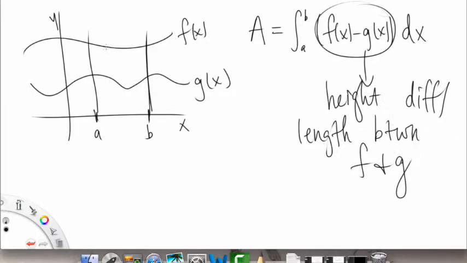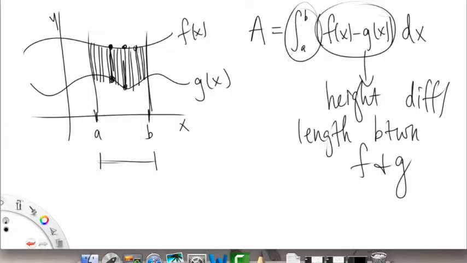So if we look at one point inside a, b, f of x minus g of x gives us this length here. And if we keep drawing these lines, it's basically vertical lines that we're drawing, right? The height difference between the top and the bottom, and we're integrating on a to b. So this interval tells us how far left we're going and how far right we are going. So that's basically it.